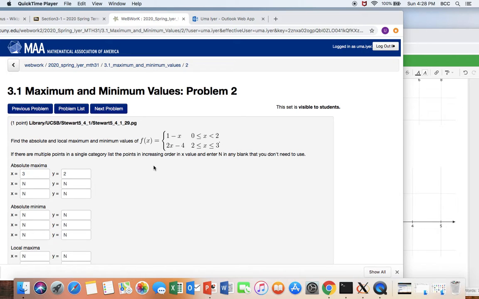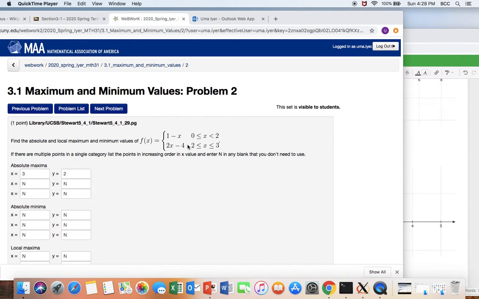Welcome back. So this is problem 2 of section 3.1 on WebWork. So the question is find the absolute and local maximum and minimum values of this function. Notice this function is piecewise defined. First piece is defined from interval 0 to 2 for x. Second piece is defined from 2 to 3 for x.